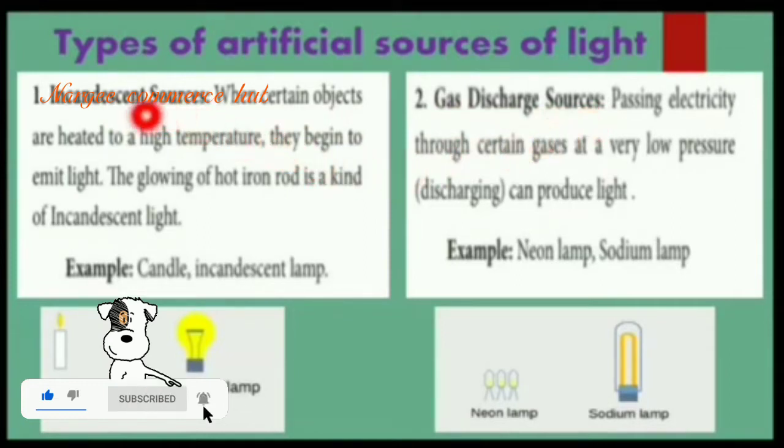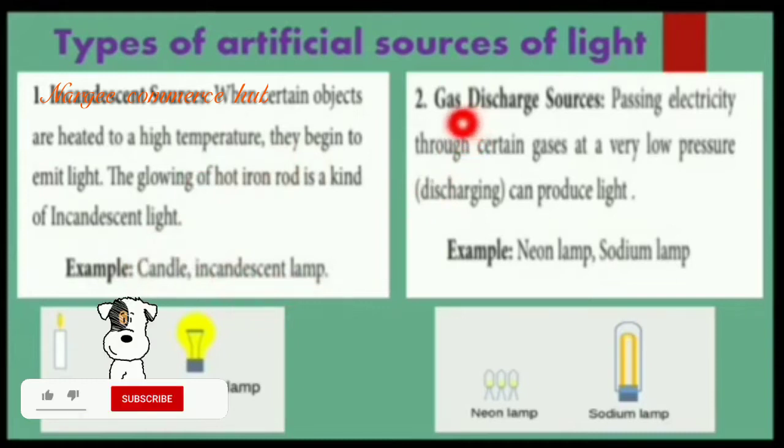First we see about incandescent sources. When certain objects are heated to a high temperature, they begin to emit light, give out light. The glowing of a hot iron rod is a kind of incandescent light. For example, candle, incandescent lamp.